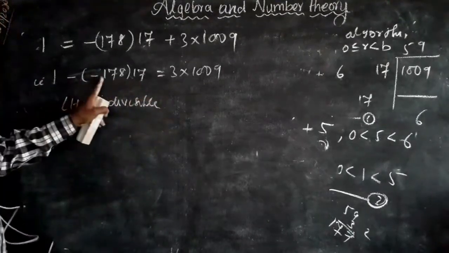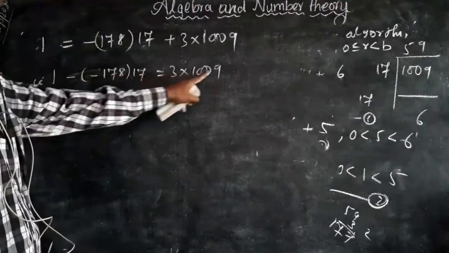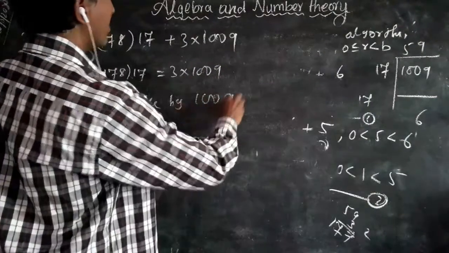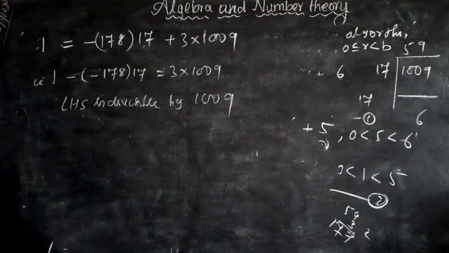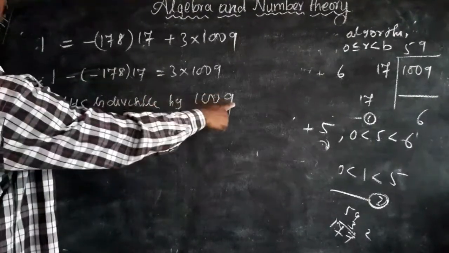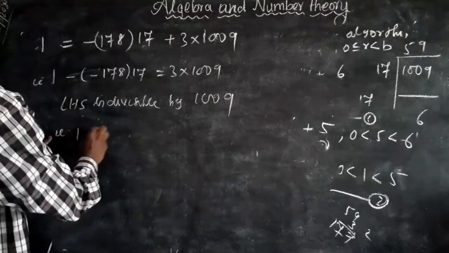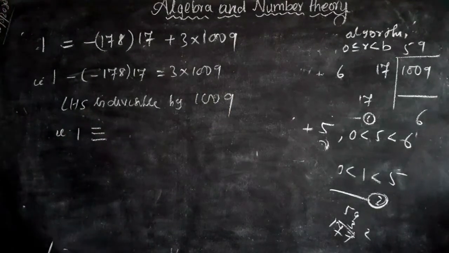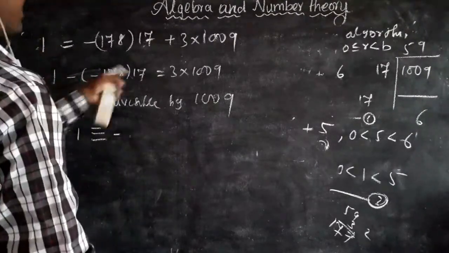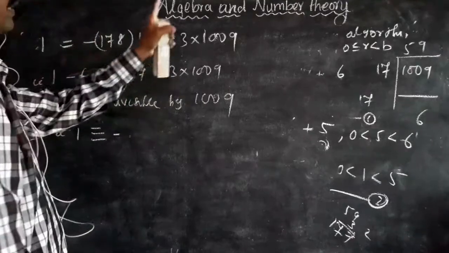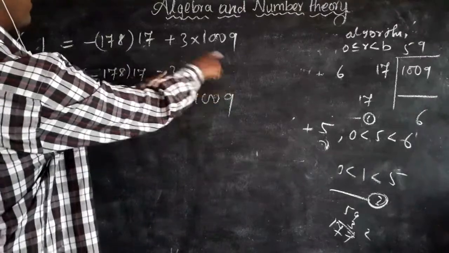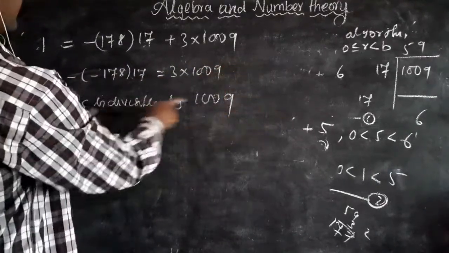So 1 minus 178 plus 17 is equal to 3 into a multiple of this, which is divisible. So the LHS is divisible by 1009. Recall that A congruent to B mod n means A minus B is a multiple of n, that is, n divides A minus B. So the LHS is divisible by 1009.